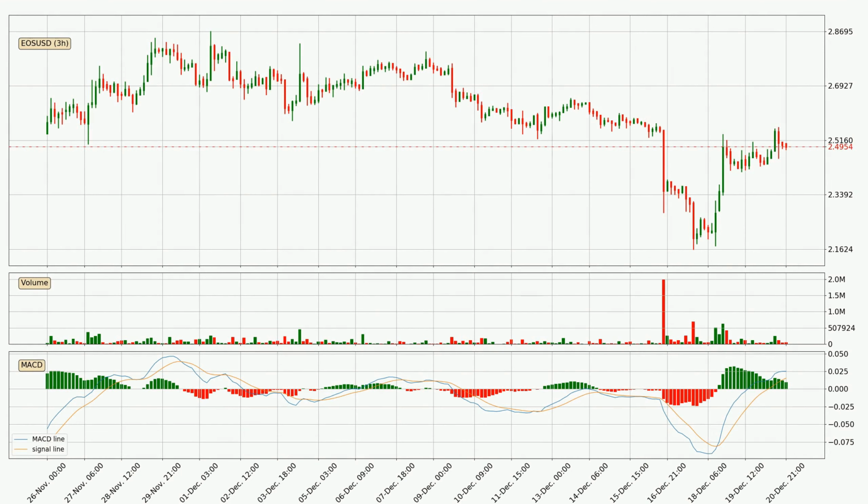Looking at the 3-hourly MACD, seeing as the MACD line is above the signal line, the trend is currently on the up. However, the MACD histogram shows that the momentum is currently shifting to the downside and it could be expected that the price will consolidate, and it is better to wait and see if the MACD line will cross the signal line, which will be bearish.